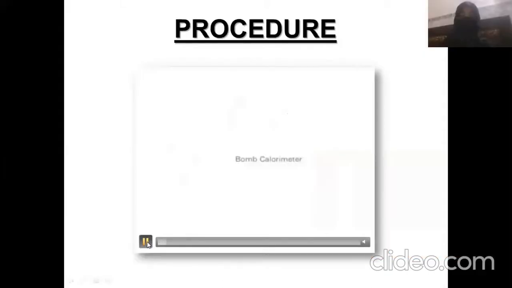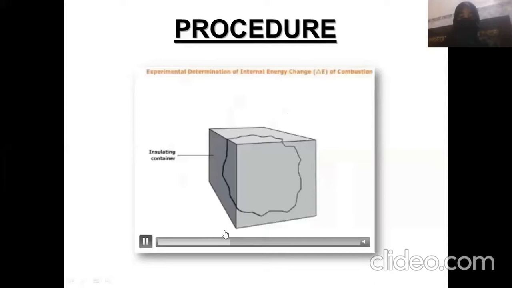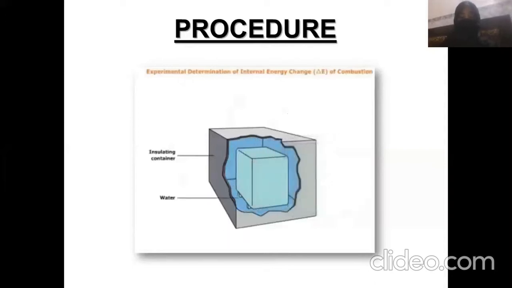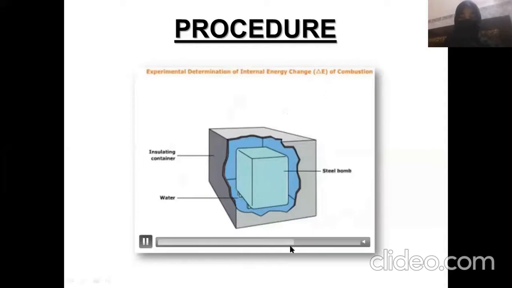Here we need to determine the internal energy change, delta E, of combustion. For reactions involving gases, such as combustion reactions, we usually use a bomb calorimeter. The bomb calorimeter consists of an insulation box which is filled with water, and the bomb is a strong steel vessel in which the reactants and products are confined.